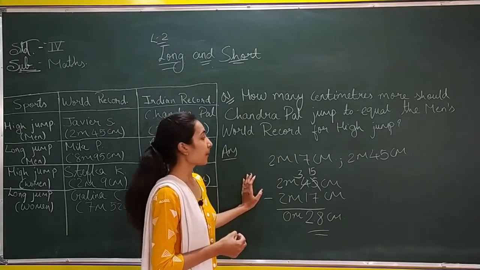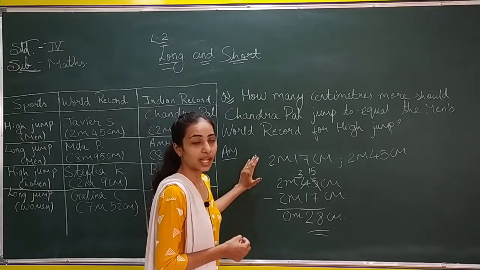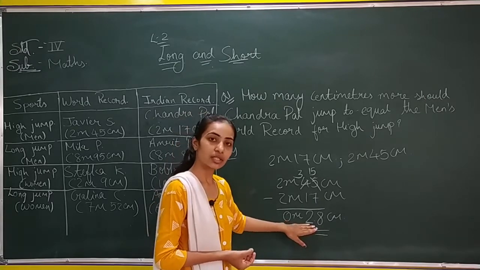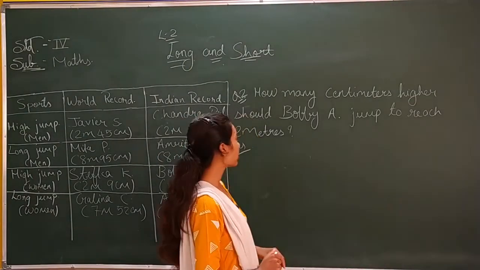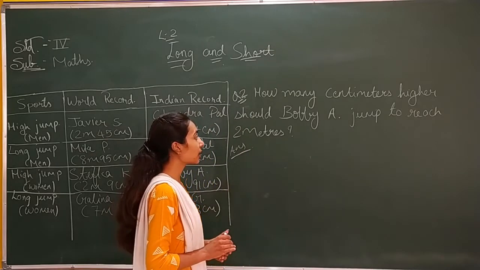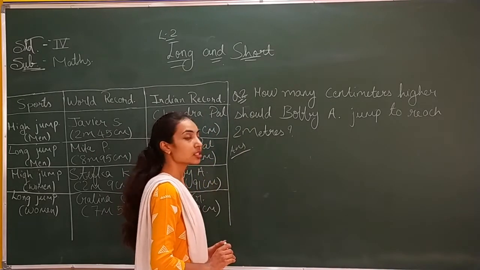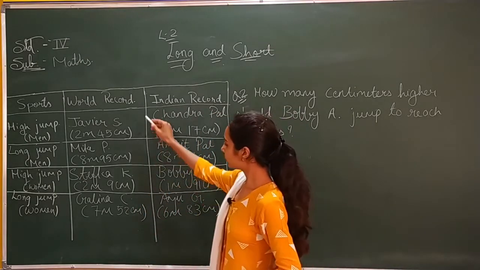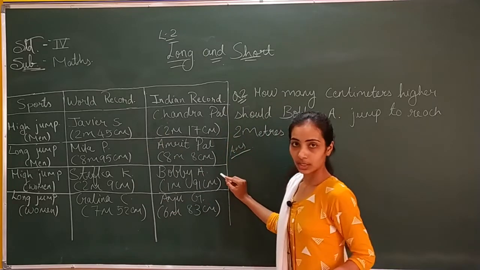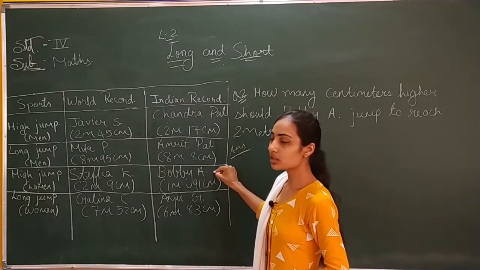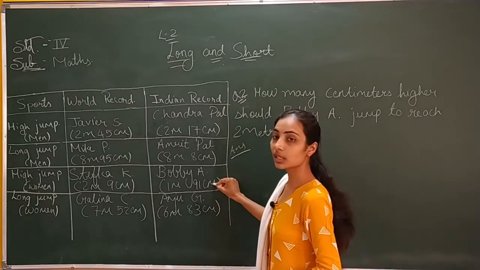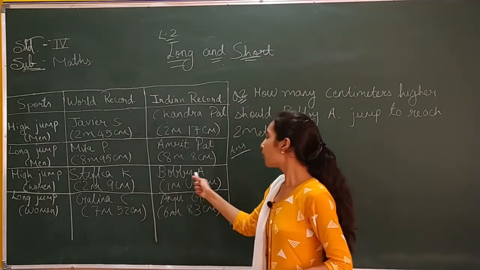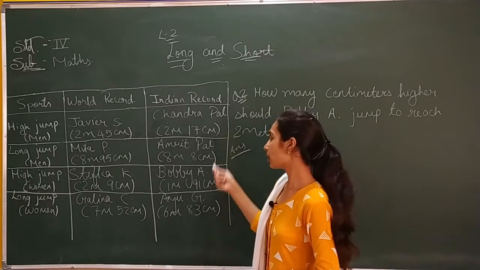So what we got is that Chandrapal has to jump 28 centimeter more to equal the world record of high jump. Our second question is, how many centimeters higher should Bobby A jump to reach 2 meters? First, let us see where Bobby is. Here is Bobby A. She is jumping 1 meter 91 centimeter. She is doing the Indian record. So high jump for women, Bobby, 1 meter 91 centimeter, Indian record.